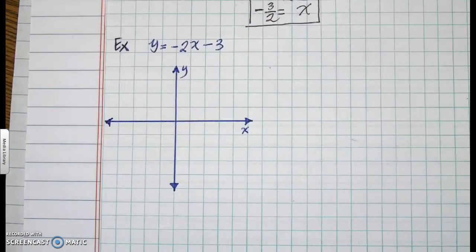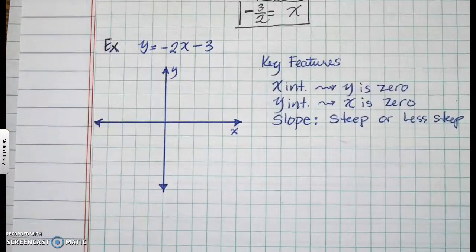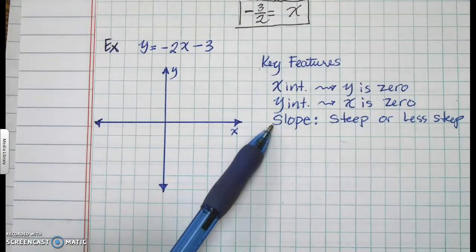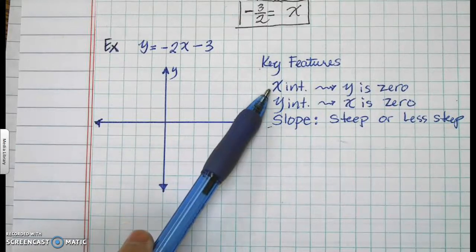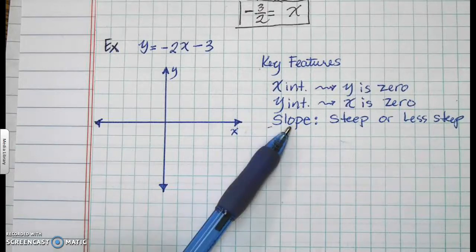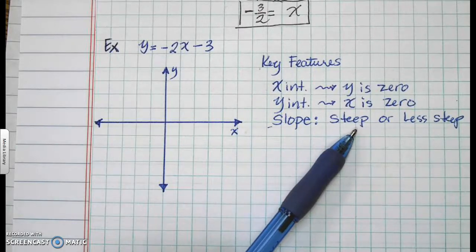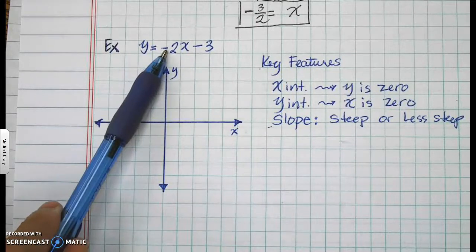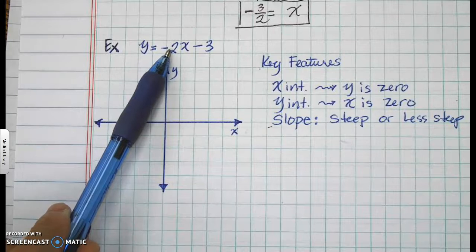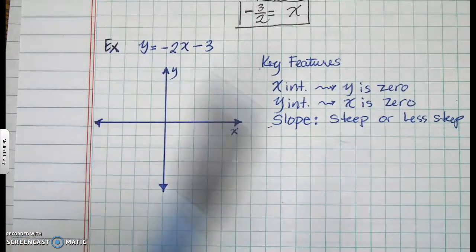So, example number 2 is y equals negative 2x minus 3. Let's try to graph it. Before we graph, we are going to also identify the key features. Again, x-intercept, y-intercept, and slope. On the x-intercept, y must be 0. Y-intercept, x must be 0. And for the slope, we're going to analyze whether it's steep or less steep. Again, another reminder, the negative sign does not affect the steepness of the slope. It's only affecting the direction. Negative goes down, positive goes up.